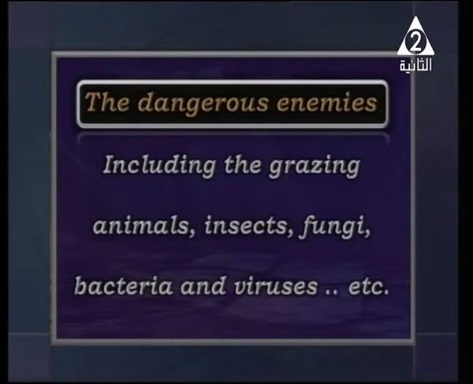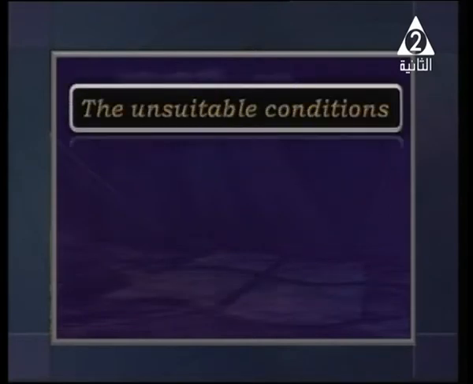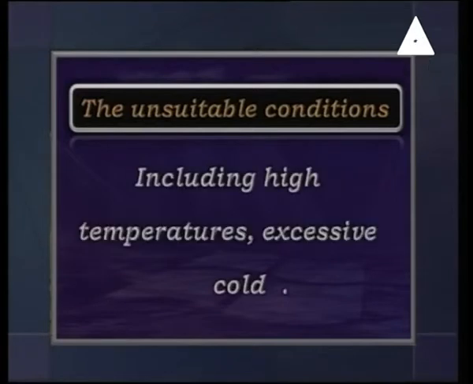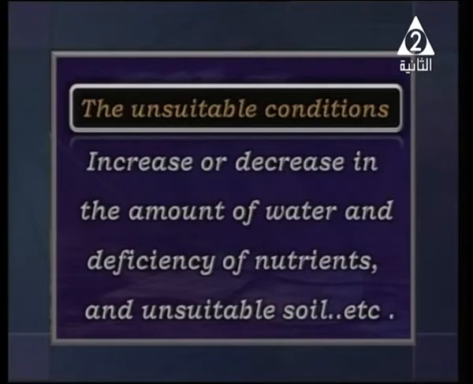Yes, we have various types of viruses that may infect the plants. And also unsuitable conditions, such as high temperature or low temperature, excessive cold. I mean a decrease in temperature, so that the plants cannot adapt to different circumstances or unsuitable conditions. And also an increase or decrease in the amount of water or salinity, I mean the amount of salt in the water. And also the deficiency of nutrients.